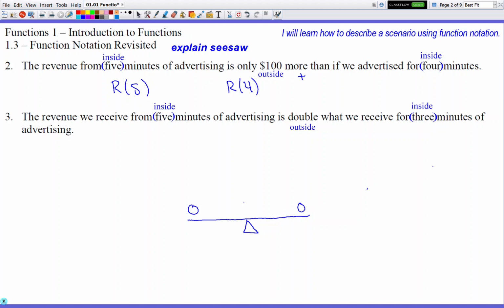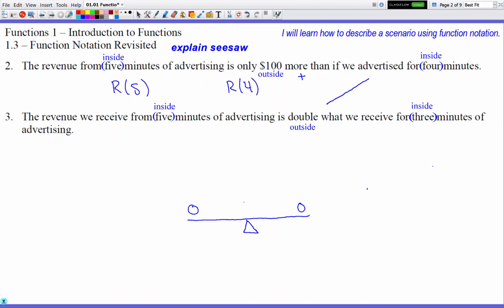Okay, so notice how we have R of 5 versus R of 4, and R stands for the money we make. So which scenario makes more money? 5 minutes of advertising or 4 minutes of advertising? Which is going to make us more money? Because whatever side makes us more money, that's the side the seesaw is going to tilt to. Okay, so is the seesaw going to tilt this way?